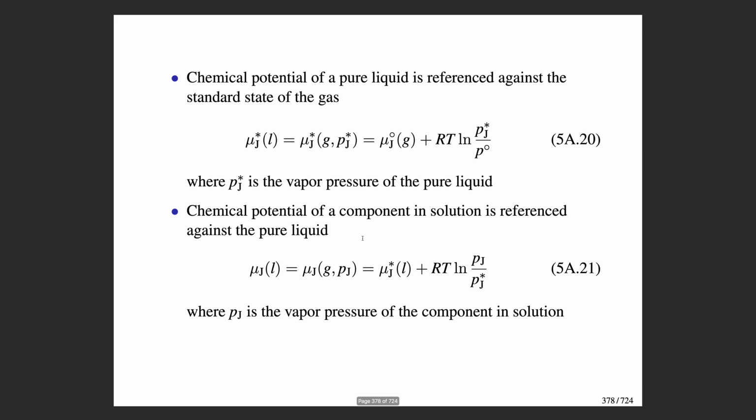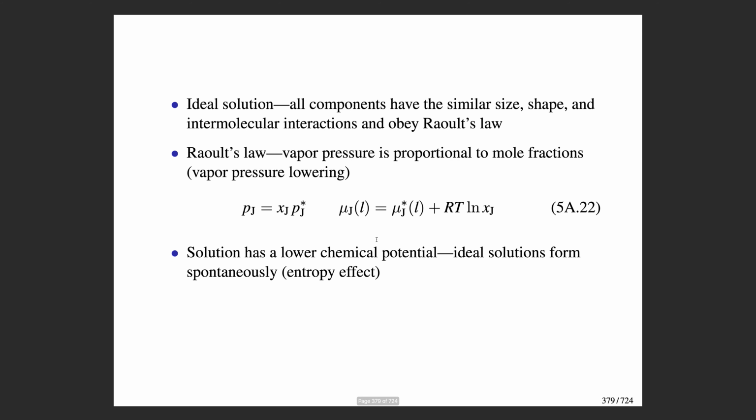And so taking this relationship here, which is very general, in fact, the only assumption that goes into this is that the vapor components are ideal gases. Substituting in Raoult's law for this ratio of pressures gives us this relationship here. And what I want to point out is that since mole fractions are always less than 1, the natural log is always negative. What this tells us is that the chemical potential of a component in an ideal solution is always less than the chemical potential of the pure liquid.